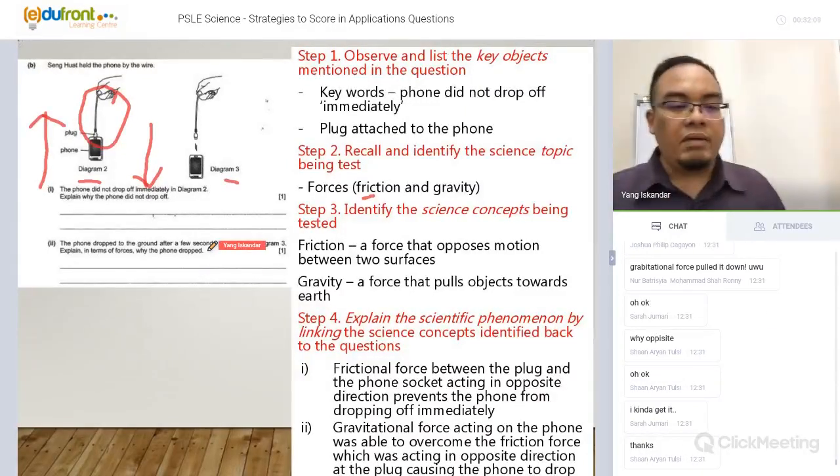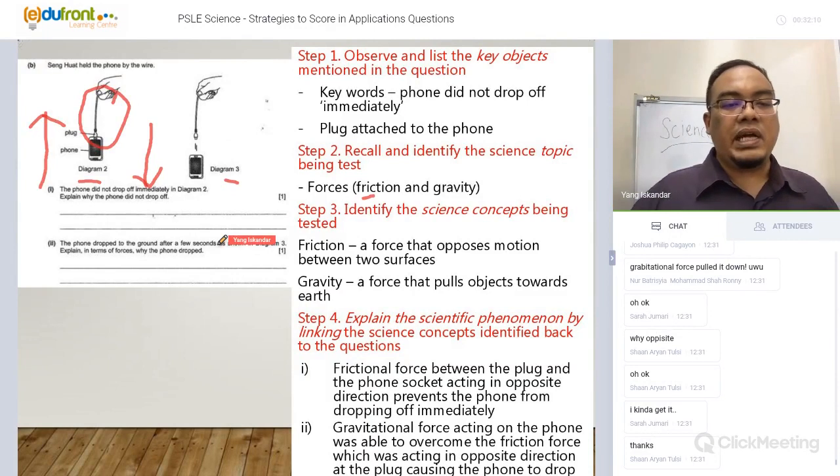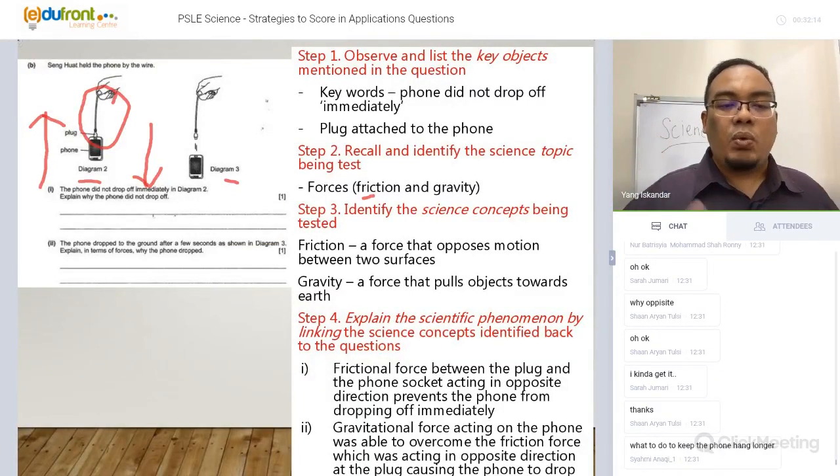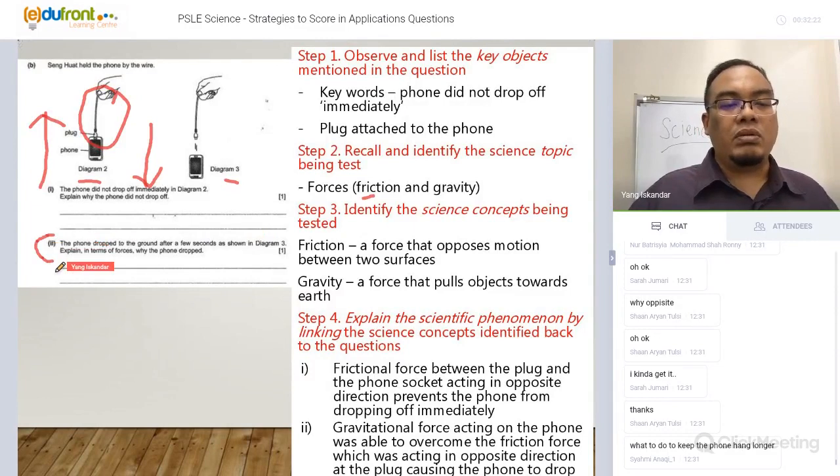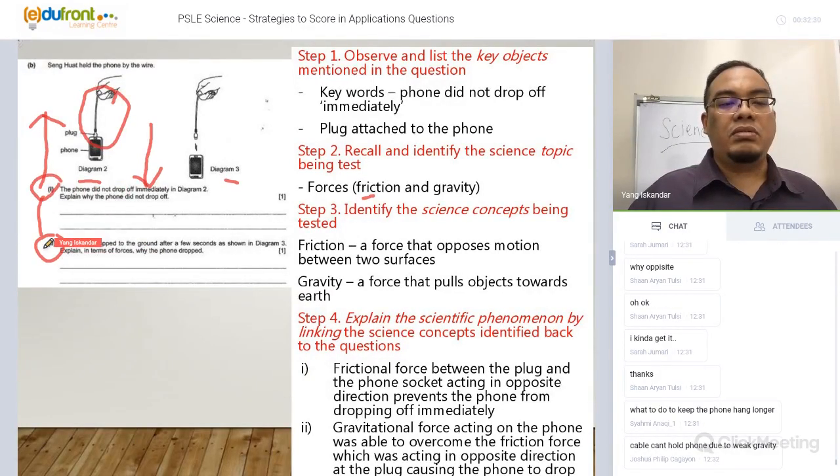The phone dropped to the ground after a few seconds, as shown in diagram 3. Explain in terms of forces why the phone dropped. So some of you may think it's because of gravity or gravitational force. Not enough. So why? Part 2 class, remember, listen carefully. Part 2 is linked with part 1.